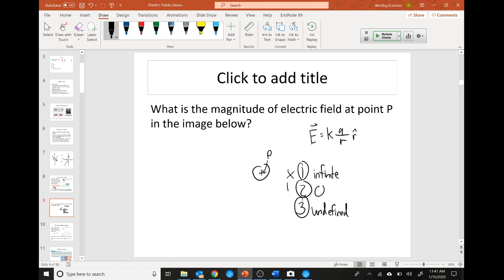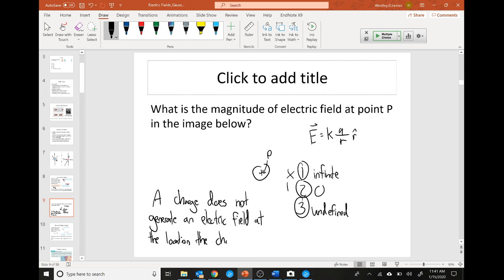So, a charge does not generate an electric field at r equals 0. Well, I'll write the words for it and then I'll put r equals 0. At the location the charge is placed. So, aka charge is 0. Or sorry, not charge is 0, r is 0.